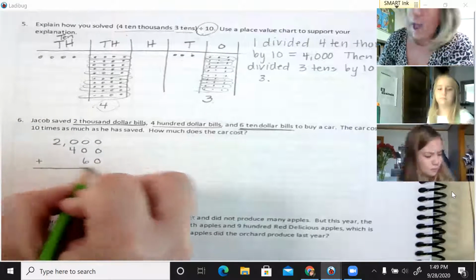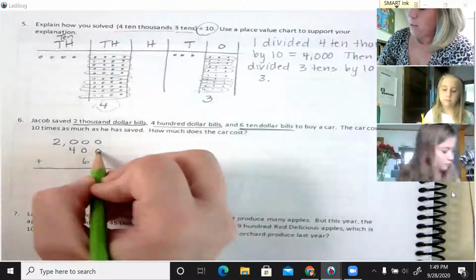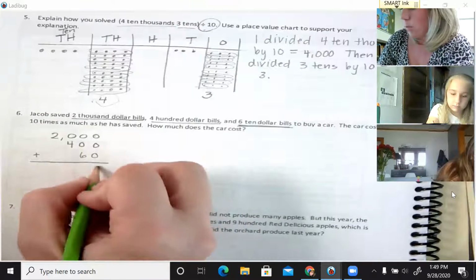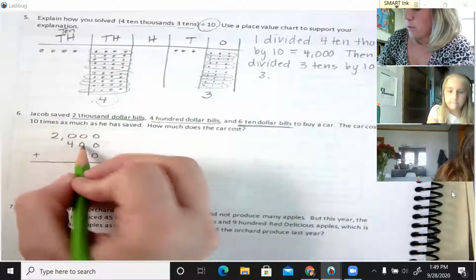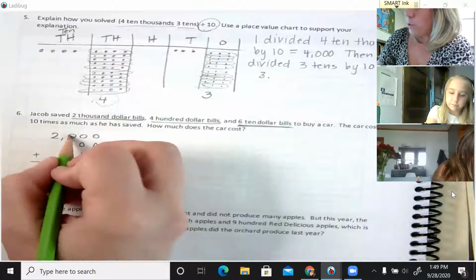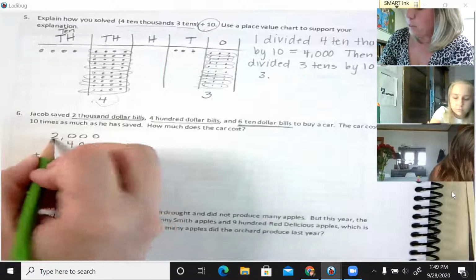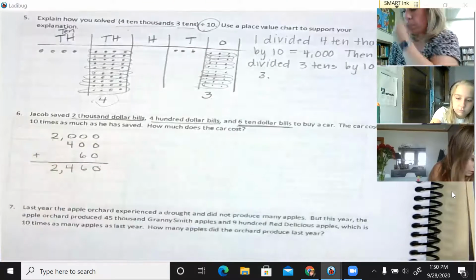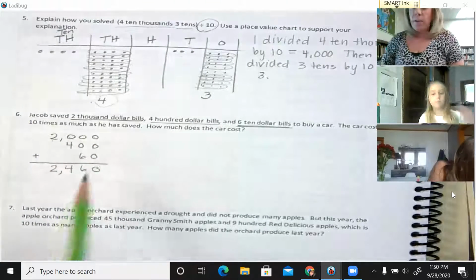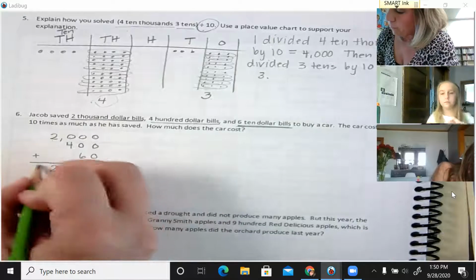So to find the total, we're going to add those. If I add my ones, 0 plus 0 plus 0 equals 0. 0 plus 0 plus 6 equals 6. 0 plus 4 equals 4. 2 plus nothing equals 2. Put my comma there. So this is how much money Jacob has.